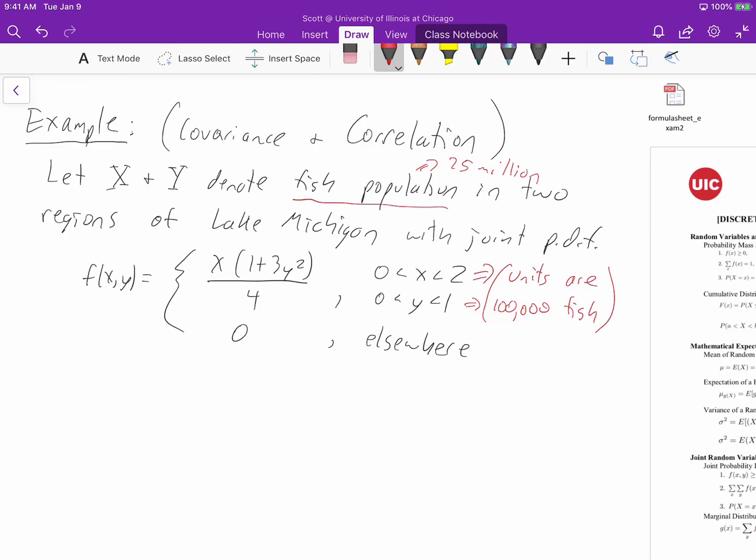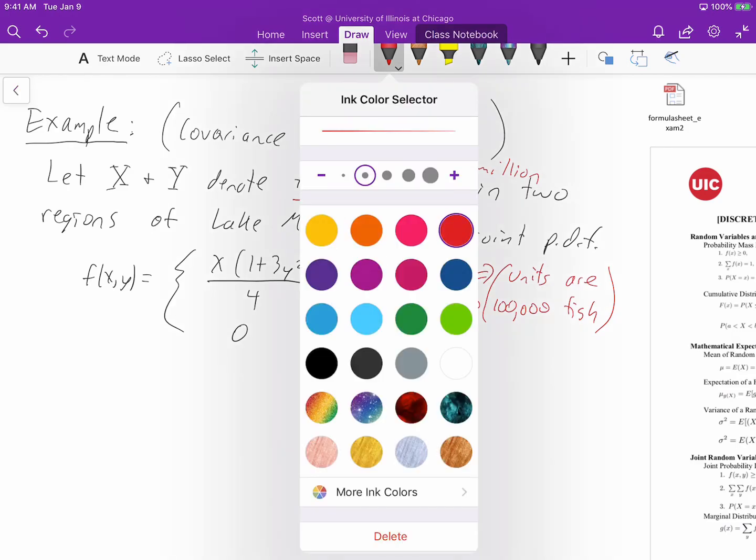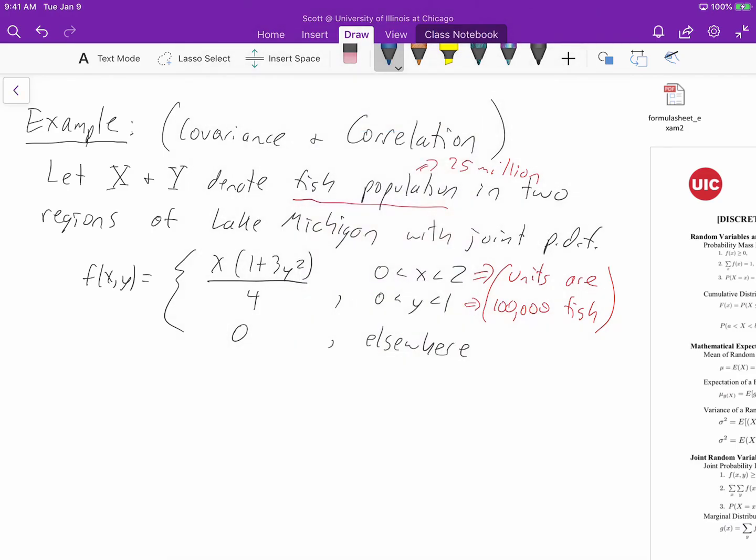So we're talking between 0 and 200,000 fish. Naturally, by the nature of fish, it's a discrete distribution, right? You can only have integer numbers of fish. So in its nature, x and y are discrete, but we are imposing a continuous model because we have such huge numbers. This number is so big that we're modeling this as continuous. So discrete in nature, but modeling using continuous random variables.